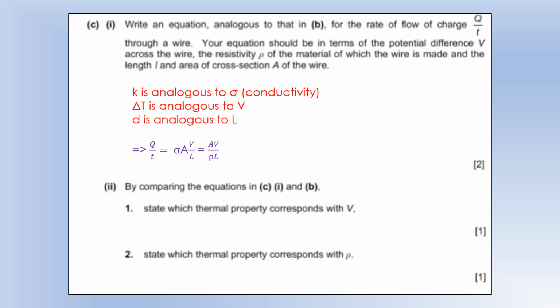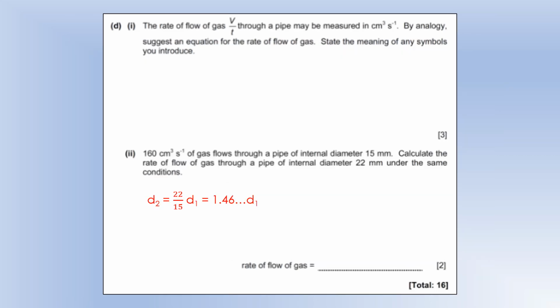Comparing the equations in C and B, state which thermal property corresponds to V. Well, I already said it, it's temperature difference. And state which thermal property corresponds to resistivity. It's clearly 1 over K. And then finishing off, the rate of flow of gas through a pipe may be measured in centimeters cubed per second. Suggest an equation for the rate of flow of gas, again identifying any symbols.